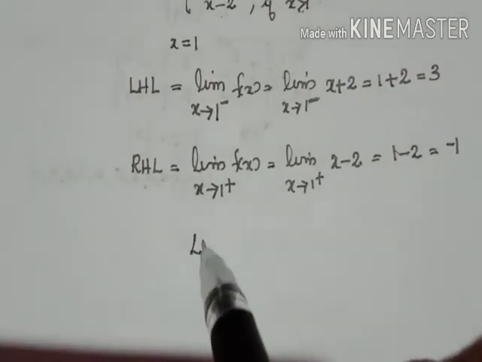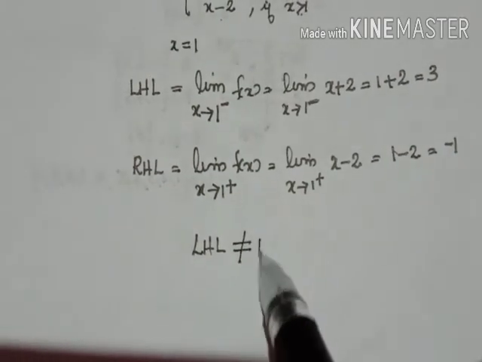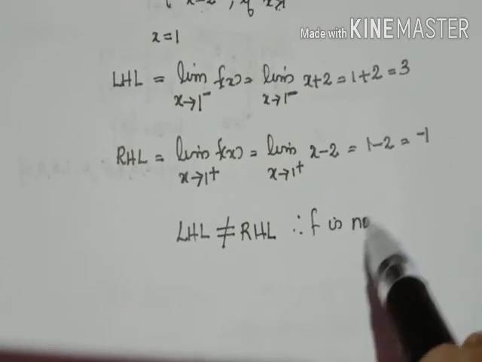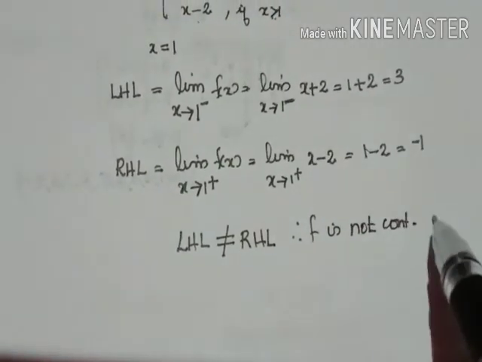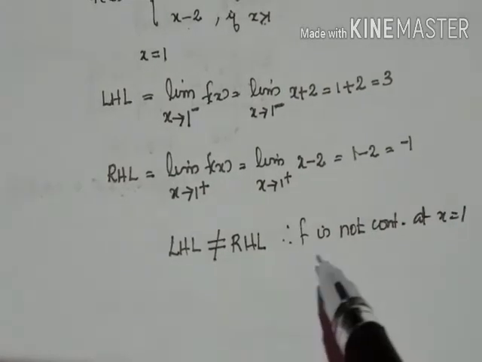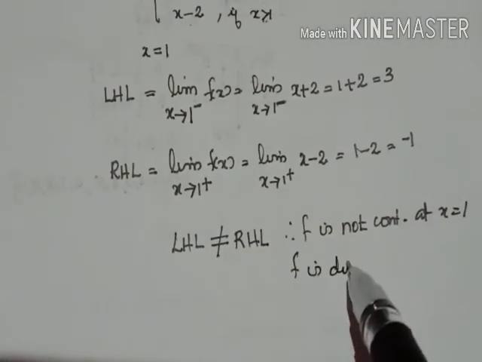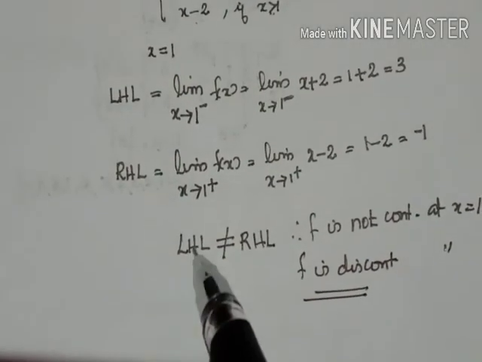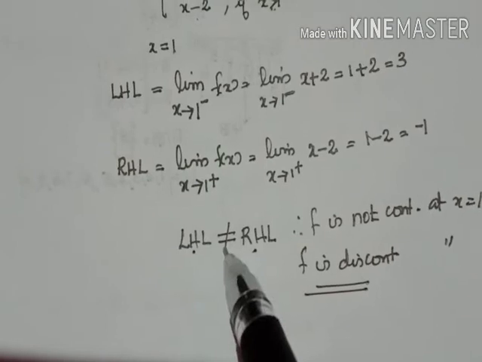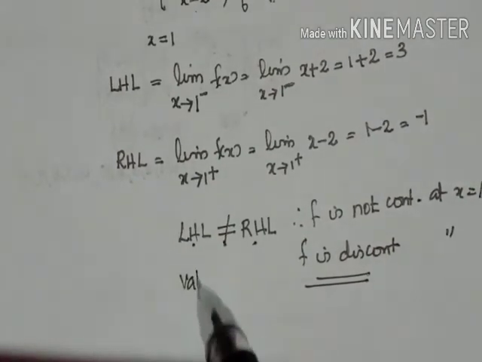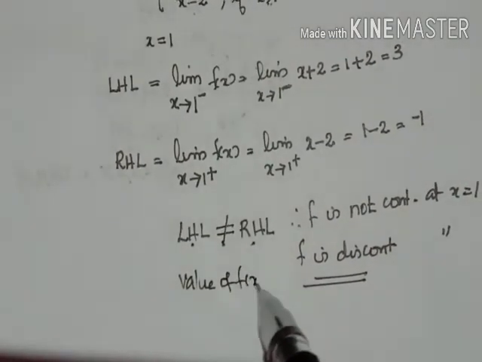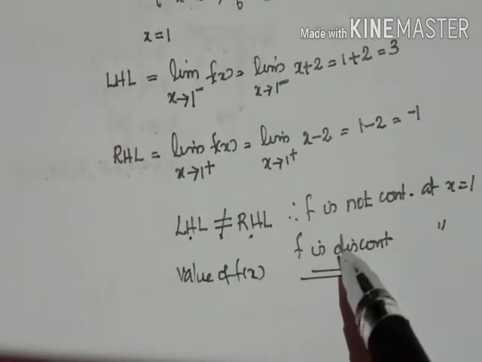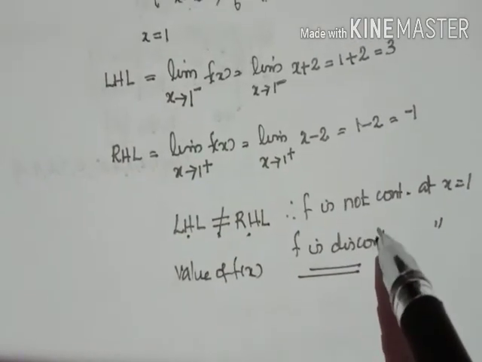Are they equal? No. Left hand limit is not equal to right hand limit. And therefore we can say that f is not continuous at the point x equal to 1, or f is discontinuous at the point x equal to 1. So if left hand limit and right hand limit are not equal, then there is no need to find the value of f of x. If they are equal, we can see what the value of f of x is. Then only we can say whether the function is continuous or not.